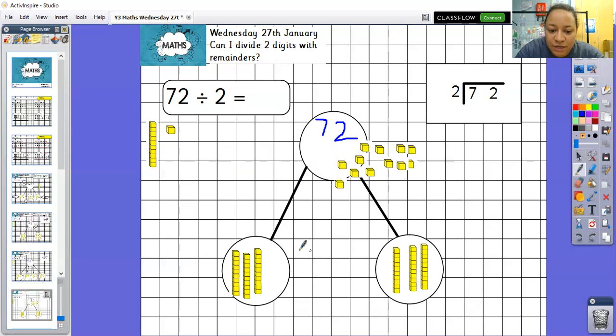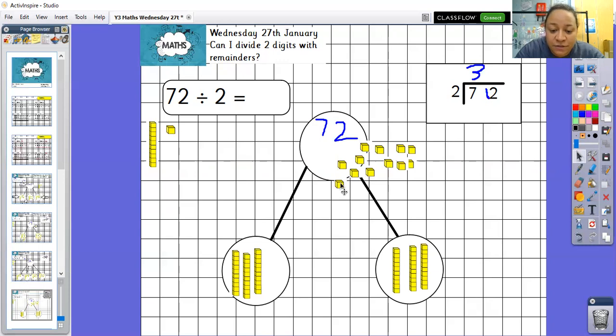So can you see how many tens I was able to share out of the 7 tens? It was 3, so I need to put a 3 up here. There we go. And then I needed to exchange 1 ten, and so they became 10 ones, which goes with my 2 ones just here.